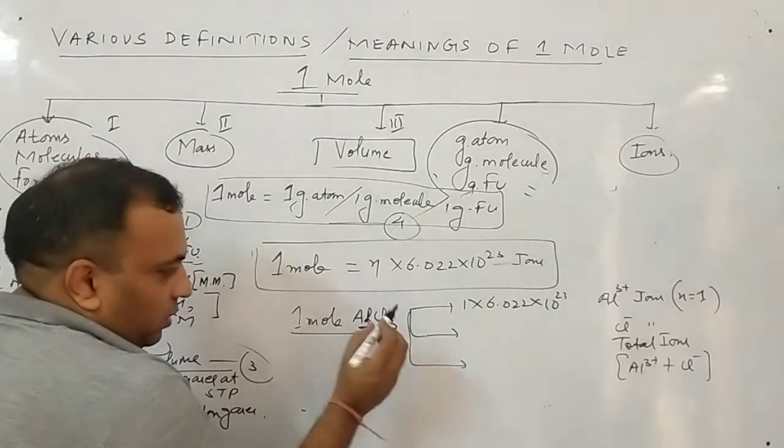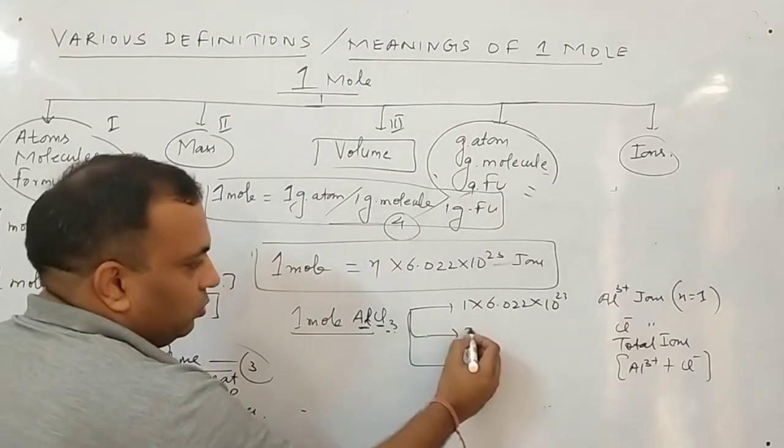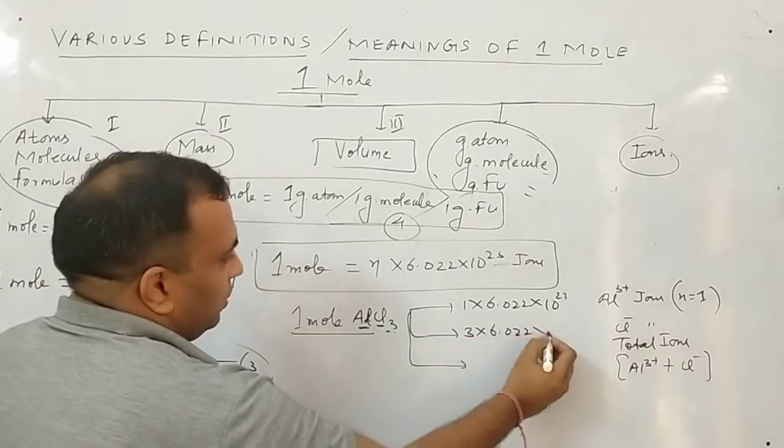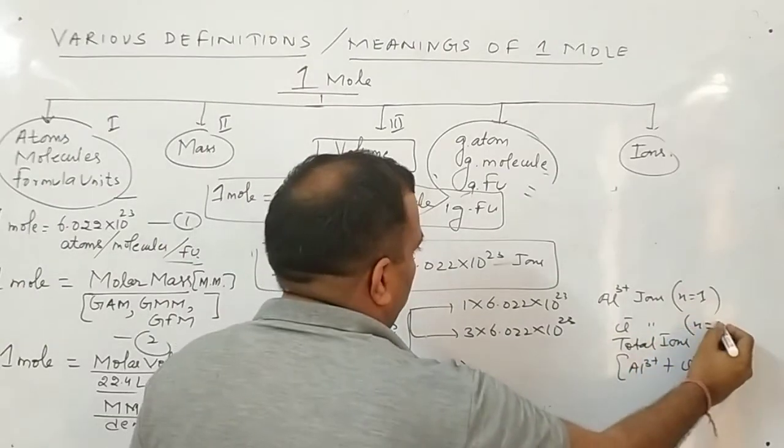Now see, downward chlorine 3 is written. So this will be 3 into 6.022 10 to the power 23 Cl negative ions. Here the value of n is 3.